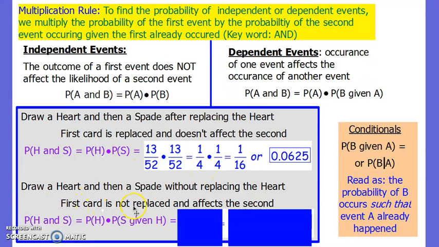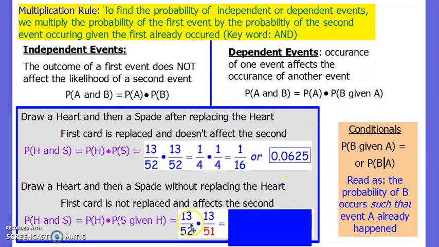Now, if we don't replace the heart the first time around, if we don't replace the first card, now that second card is affected by what happened the first time, or we call that a conditional event. The probability that B happens given that A already happened, or this B bar A, probability of B such that, again, A already happened, well, that's going to change the probability of that second event. Therefore, we call those dependent events. Okay? And the probability of A and B happening becomes the probability of A multiplied by the probability of B given that A, again, already happened.